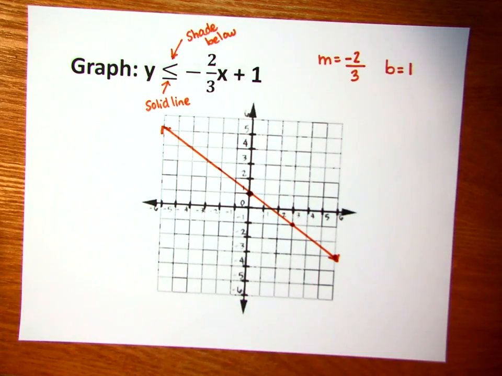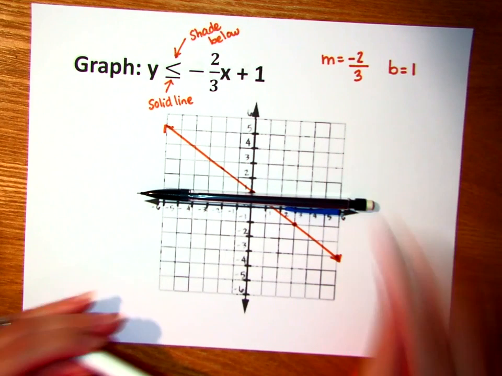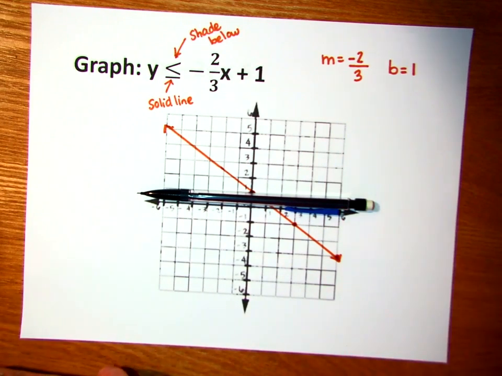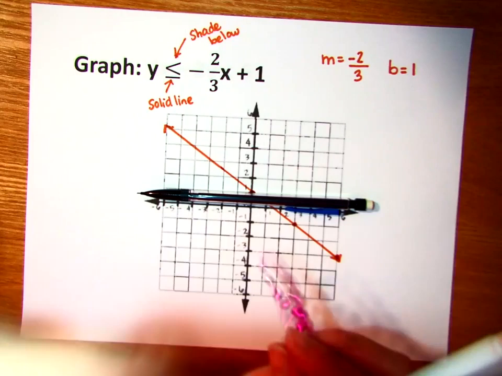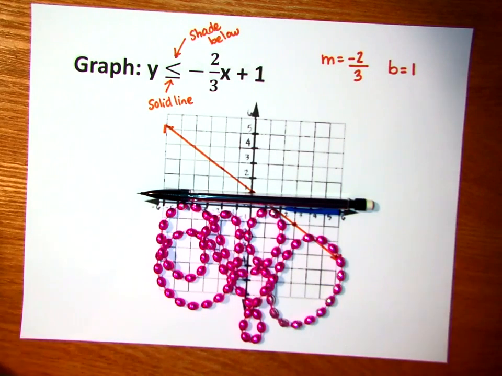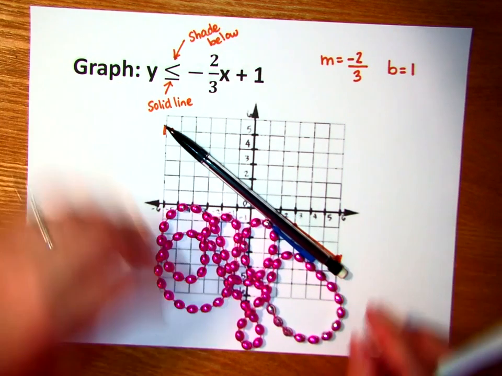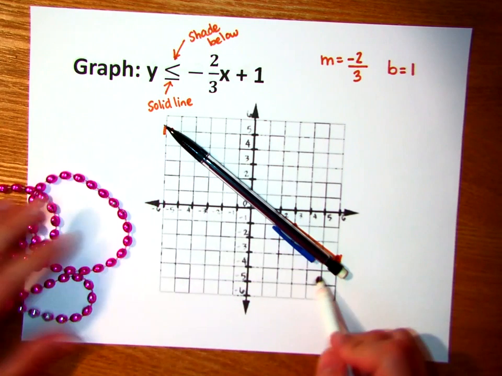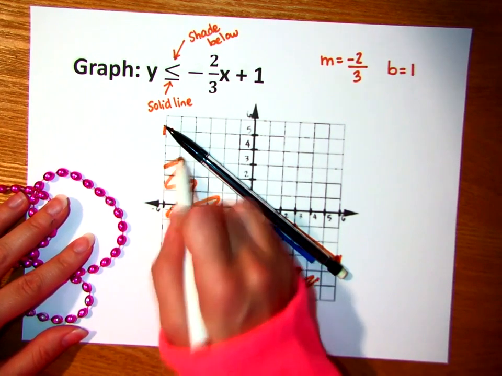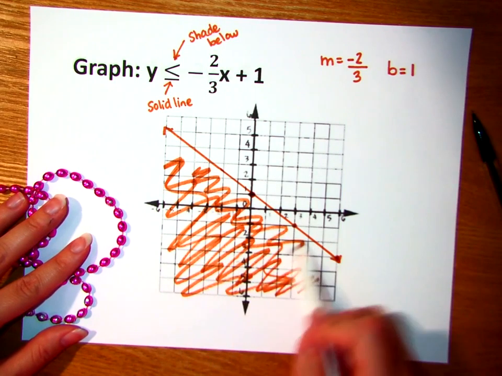And now the last thing we need is shading. We said shading below. So if I put my marker here, maybe this will be a little easier to see, a pencil here. Where is below? Below is right here. So if you can imagine, we're going to be shading right underneath here. Well, if I tilt this pencil to match the graph, you can see that this represents below. So what we do is we take our marker and we shade here. Anywhere below the line is a solution.